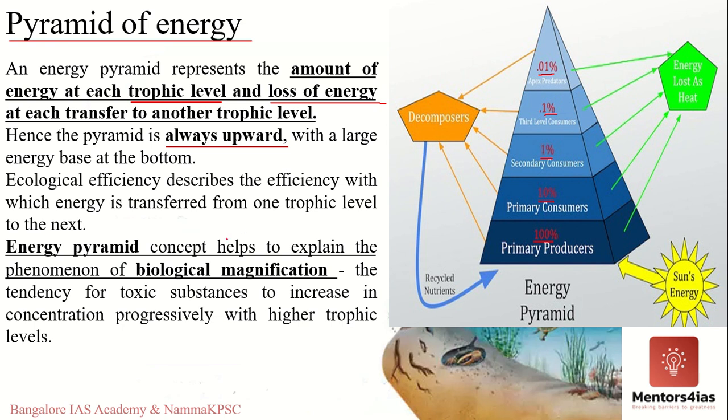One last point over here, I just wanted to mention that the pyramid of energy also helps us to explain the concept of biological magnification or biomagnification, since there's a tendency for toxic substances to increase in concentration as we move progressively to higher trophic levels. So this concept of biomagnification, I'll be explaining in the next video, but I just want you to remember this concept of pyramid of energy when we move on to biomagnification.